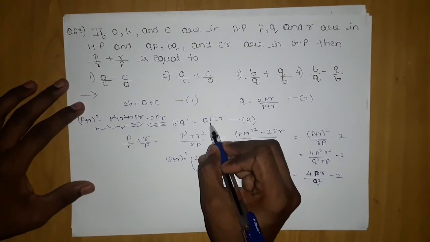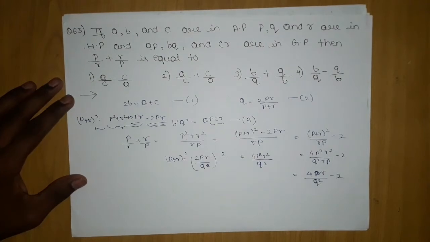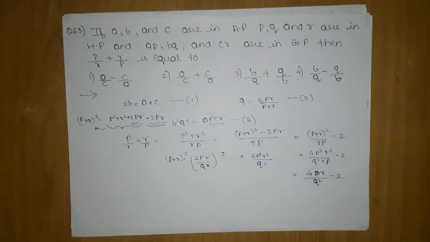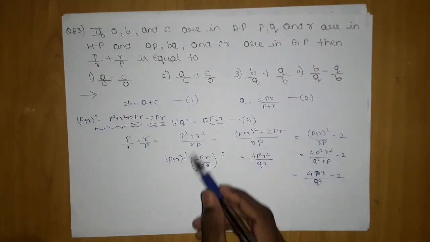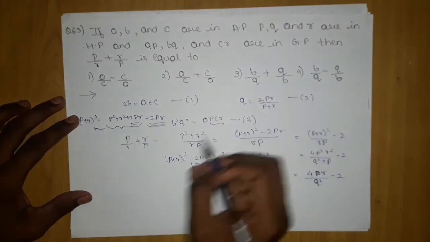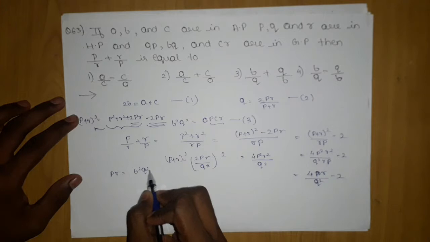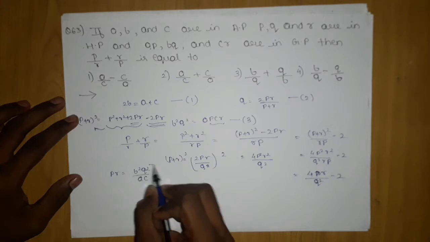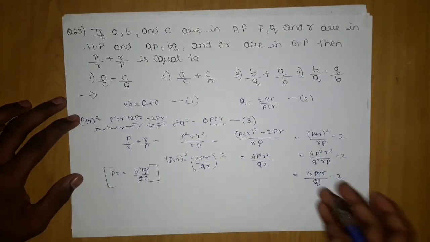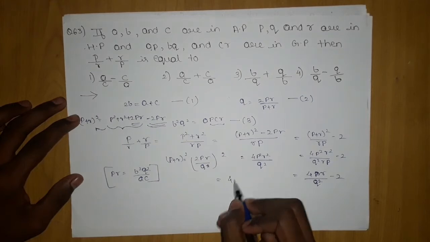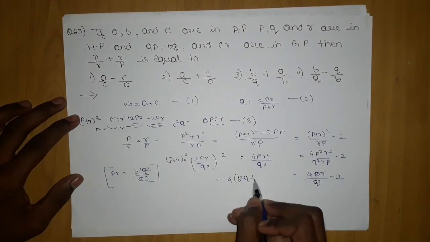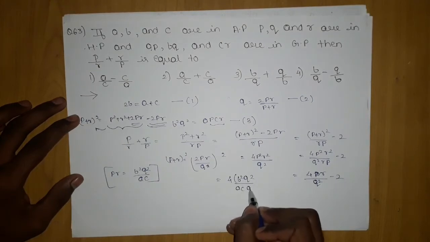What can we think after this step? Now we have one more pr value, and we will substitute that. This pr value I calculate from here, which is b square upon q square upon ac. So I put it here: this is 4 into b square into q square upon ac into q square.